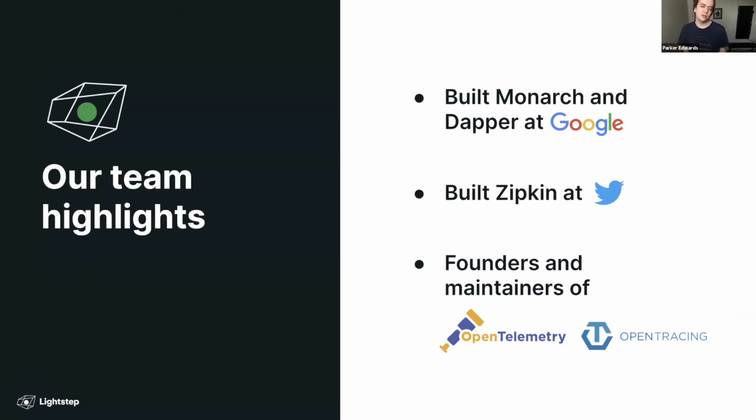Our leadership here, including our CEO and various co-founders, built the metrics and distributed tracing data stores at Google, Monarch and Dapper. Both of those are open sourced via research paper if you'd like to learn more. But through that, they really learned how to build scalable and resilient and cost-effective systems to store data like metrics and distributed tracing. The first trace visualizer kind of at scale, Zipkin, was built by our CTO at Twitter.